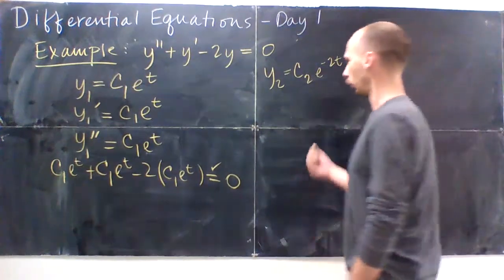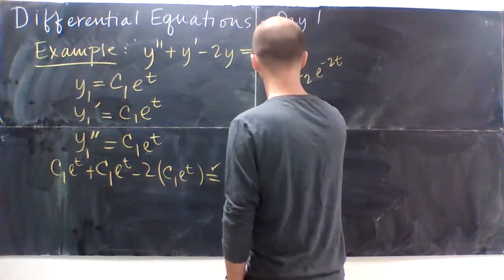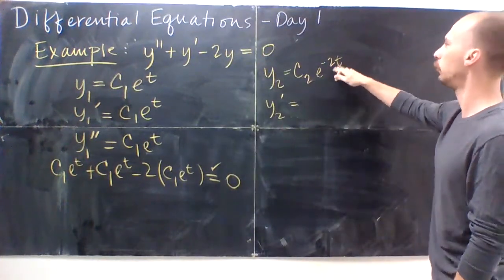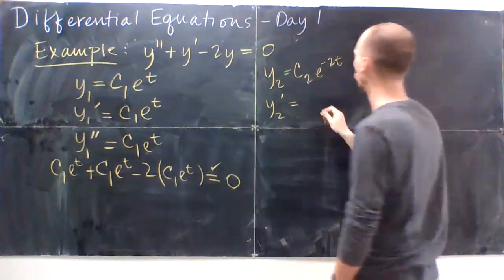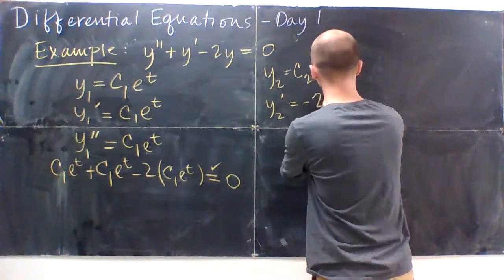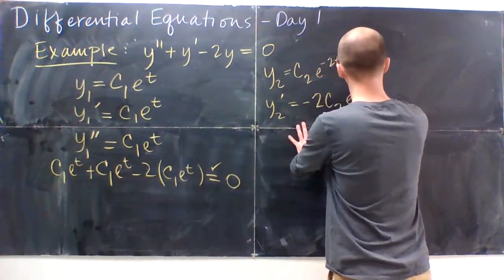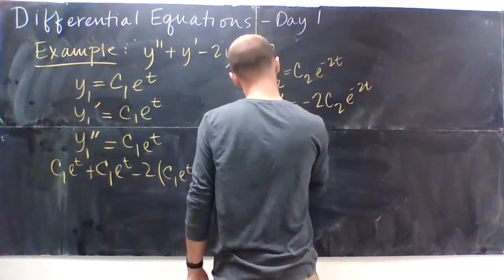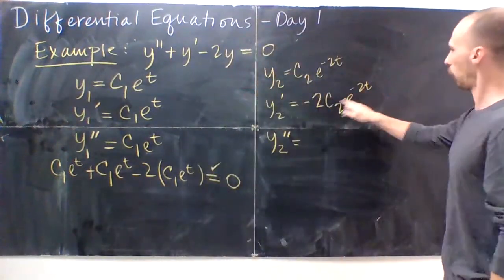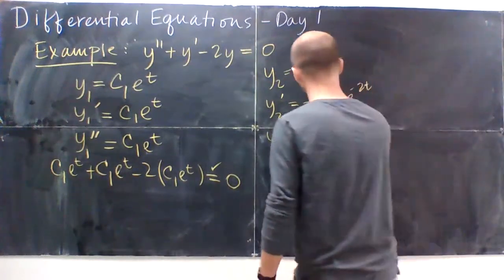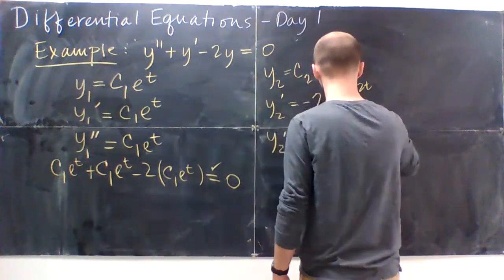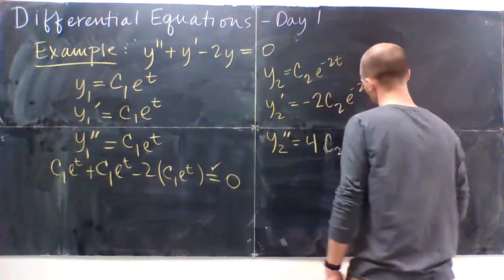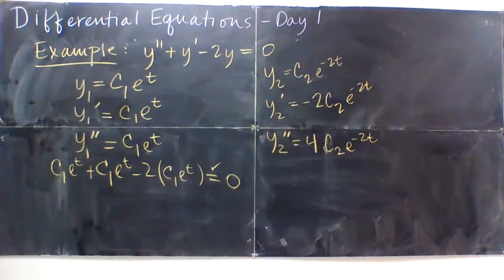All right, I'm going to start by taking the derivatives just to kind of convince you. y2 prime is going to be c2 e to the negative 2t, but multiplied by negative 2 for the chain rule. So negative 2c2 e to the negative 2t. And y2 double prime, I'll multiply by negative 2 again, and that'll be positive 4. Wait, there's a c in there. 4c2 e to the negative 2t.